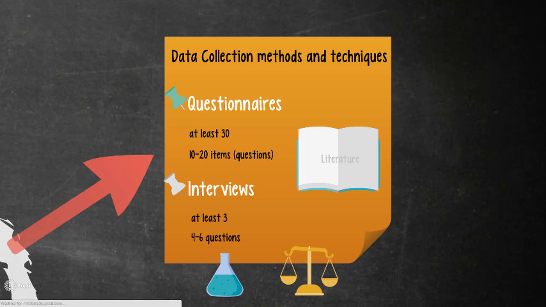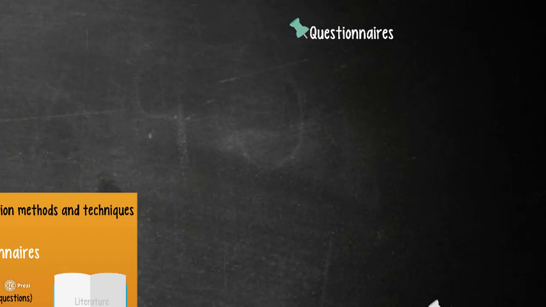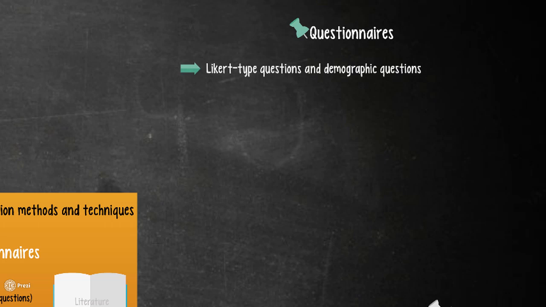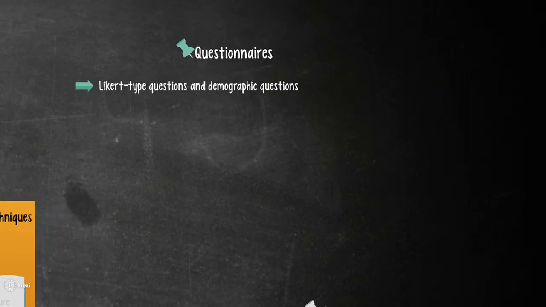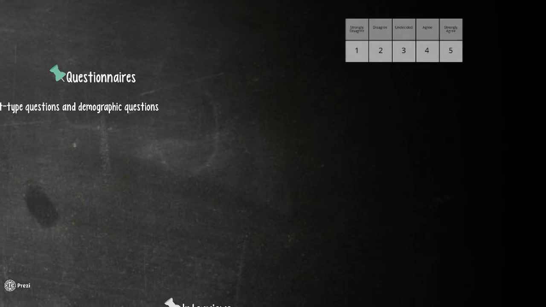Okay, so let's have a quick look at the questionnaires themselves. For the questionnaires, you have to have Likert type questions and demographic questions, as is outlined in Tutorial Letter 101. Now let's look at what each one of these is. Likert type questions refers to the scale that you will make use of to test the items in your questionnaire. A Likert scale is this scale: strongly disagree, disagree, undecided, agree, and strongly agree.